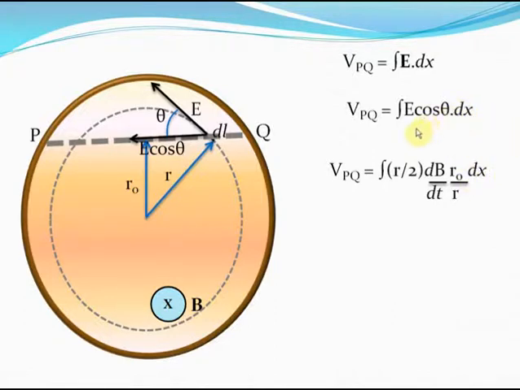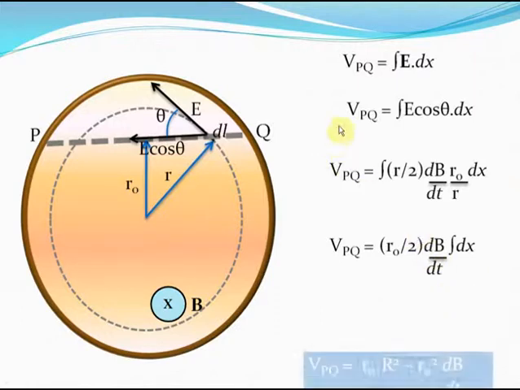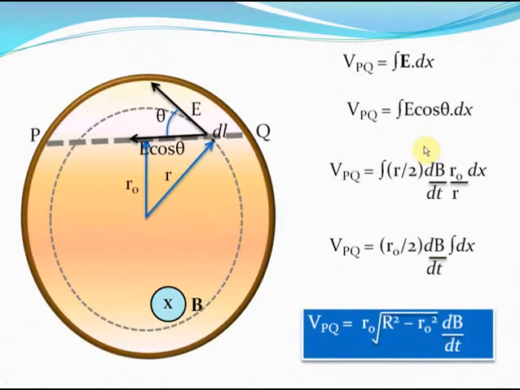R by 2 dB by dt is the value of the electric field. We just calculated it. Now r naught by r is cos theta. You can make that out from this figure. R naught is the distance of the chord PQ from the center of this entire wire, isn't it? So clearly this is the value of Vpq. When you further simplify this expression, you get the value of the net potential difference between 2 points P and Q on any wire, in which there's a time varying magnetic field, as r naught square root of r square minus r naught square into dB by dt.